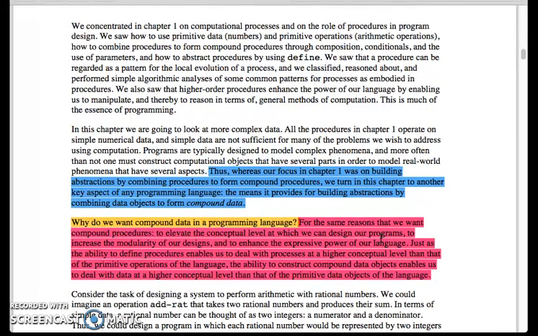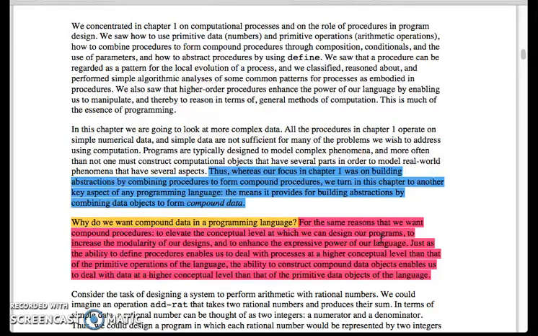We concentrated in Chapter 1 on computational processes and on the role of procedures in program design. We saw how to use primitive data, numbers, and primitive operations, arithmetic operations, how to combine procedures to perform compound procedures through composition, conditionals, and the use of parameters, and how to abstract procedures by using define. We saw that a procedure can be regarded as a pattern for the local evolution of a process, and we classified, reasoned about, and performed simple algorithmic analysis of some common patterns for processes as embodied in procedures.